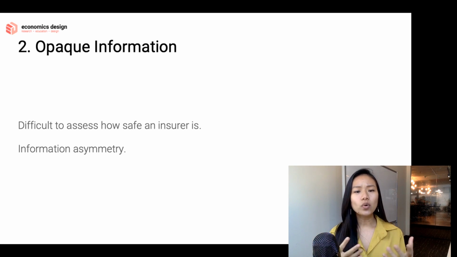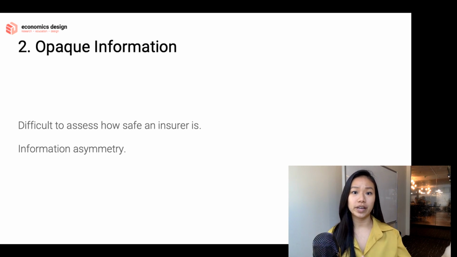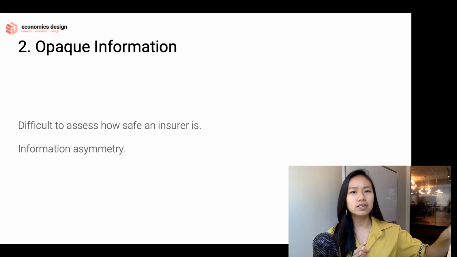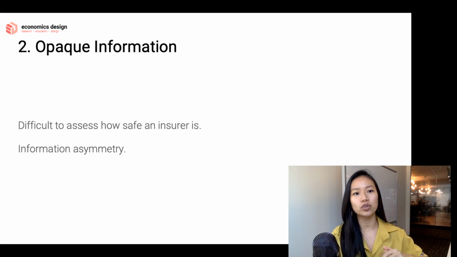So not only is it difficult to assess how safe the insurer is, is the insurer going to be bankrupt? Does the insurer have a lot of bad debts? How is the insurer investing money? Are they investing it wisely? Are they giving too many luxury trips to the top management? Some opaque information. But that's still relatively okay because you can always have regulations to say you have to disclose this, that, and the other stuff.